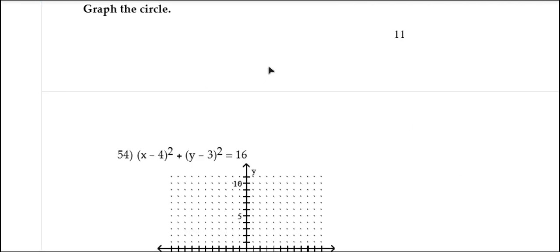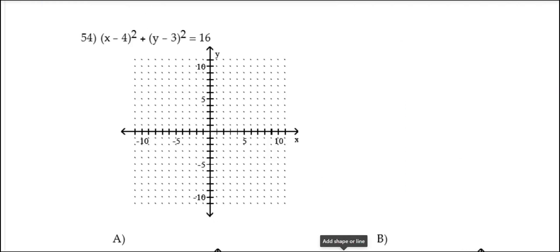These other problems ask us to graph a circle. The first thing we want to do is note our h and k. Here we have h equal to 4, k equal to 3. So we want to plot a point at (4, 3). That's right here. And then this r is going to be 4 because this is 16, or r squared. So then we want to go out a radius of 4 from that point.